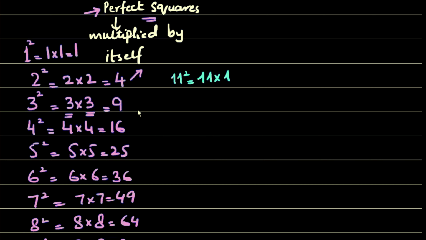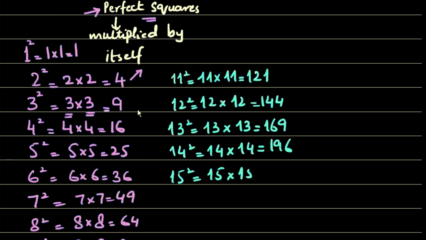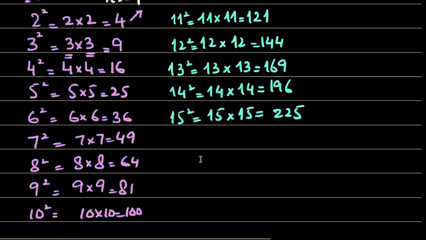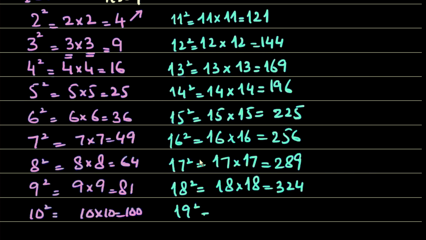11 square, 11 into 11 is 121. 12 square, 12 into 12 is 144. 13 square, 13 times 13, 169. 14 square, 14 into 14, 196. 15 square, 15 times 15, 225. 16 square, 16 into 16, 256. 17 square, 17 times 17, 289. 18 square, 18 into 18, 324. 19 square, 19 into 19, 361. 20 square, 20 into 20 is 400.